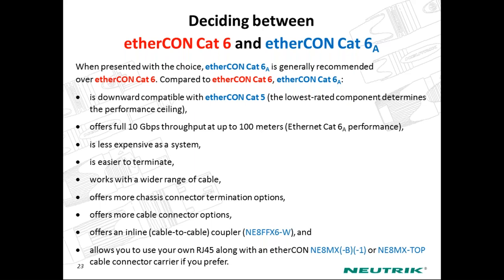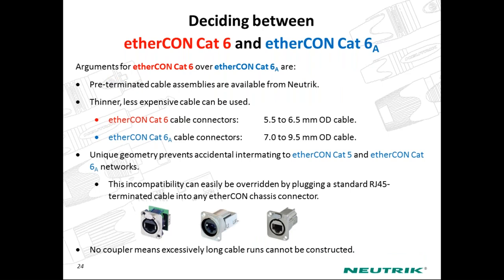On the next slide, I try to say, well, what's the argument in favor of Cat 6? So for that, you can purchase pre-terminated cable assemblies from us. That's nice. You can use thinner cable, which is less expensive. And if you want that unique geometry so that you do not intermate accidentally with a Cat 5 or a Cat 6A network, you've got it. Some people like that unique geometry so that accidental intermating will not happen.